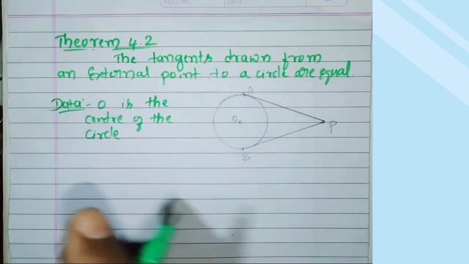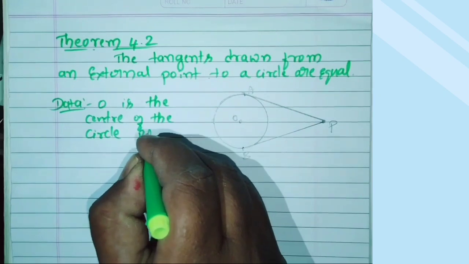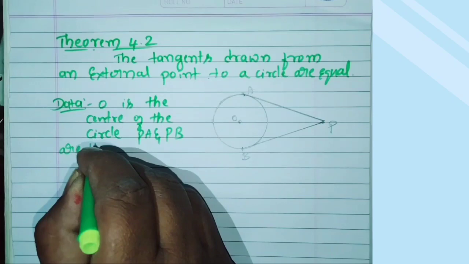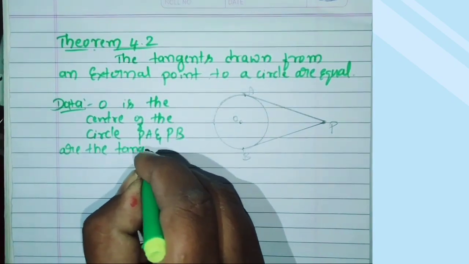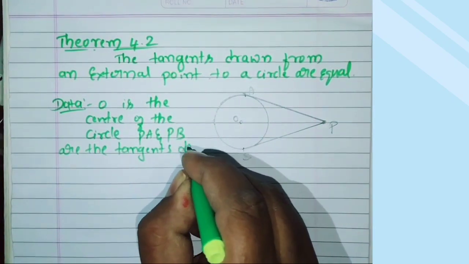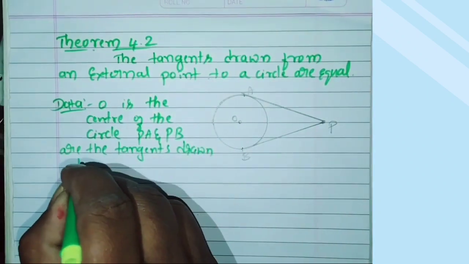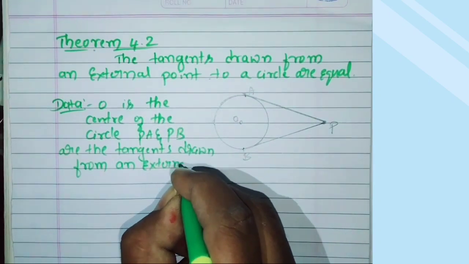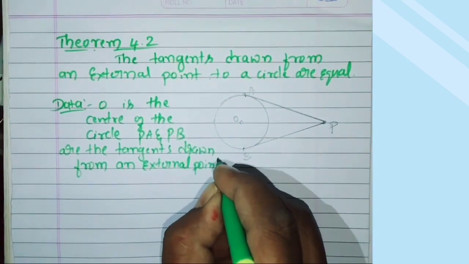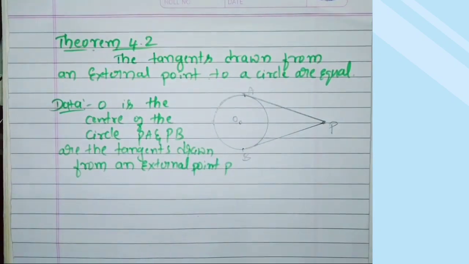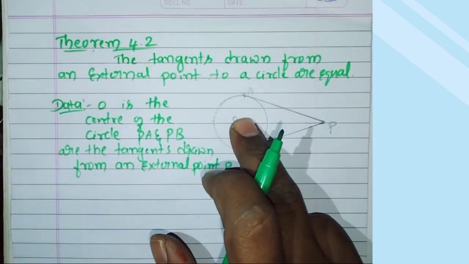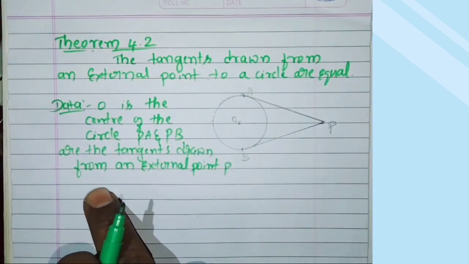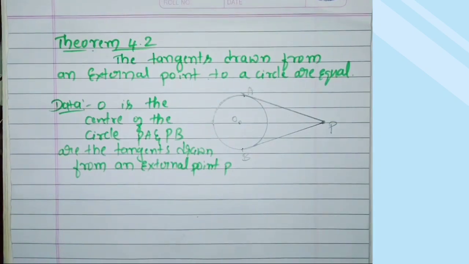So PA and PB are the tangents drawn from an external point P. Okay, this is the data. O is the center of the circle, PA and PB are the tangents drawn from an external point P. So this is the data.